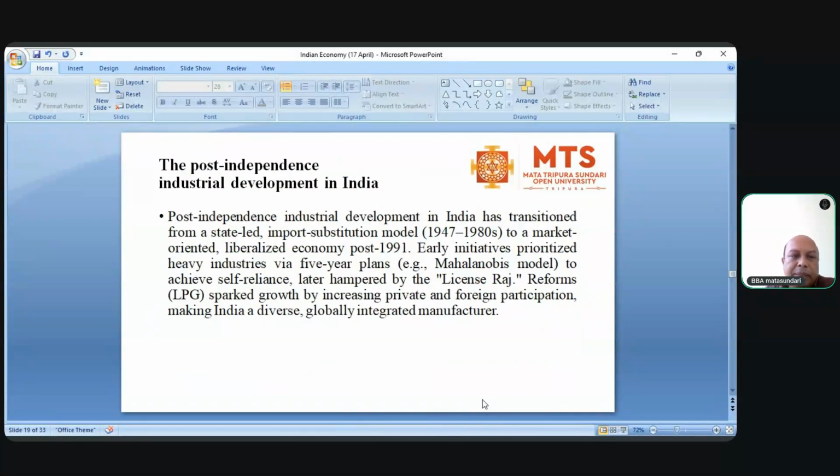Post-independence industrial development I discussed previously also. After independence, from 1947 to 1980, the Indian government invested lots of money for industrial development, and basically focused on the import substitution model. So the Indian government tried to produce various products in industries in India, and they tried to reduce imports. But after 1991, the Indian government introduced aggressive policies and opened the door to foreign firms for Indian industries. And in this way, the main agenda or objective of the Indian government is self-reliance in industrial goods production.